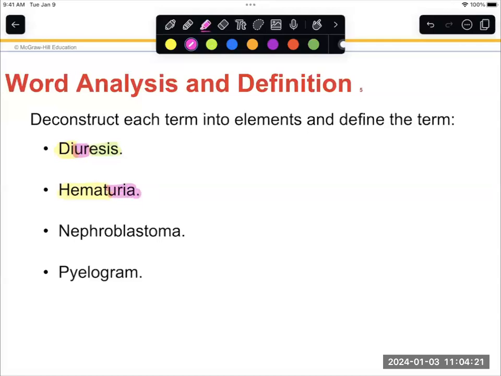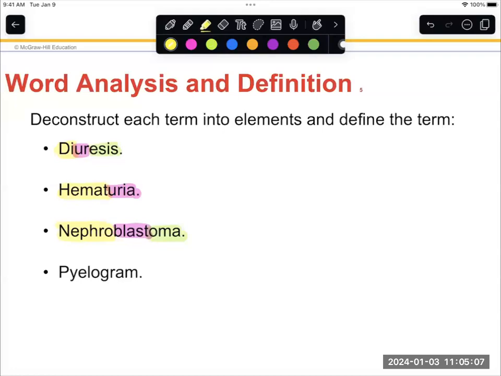Urea means urine. It's a suffix for urine. So hematuria means blood in the urine. Nephroblastoma. Nephro is that combining form for kidney. Blast is going to mean an immature cell. Oma is a suffix for tumor or mass. So nephroblastoma would be a cancerous kidney tumor, which is usually found in childhood.